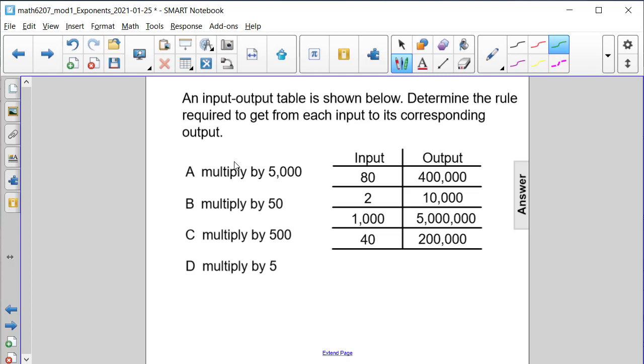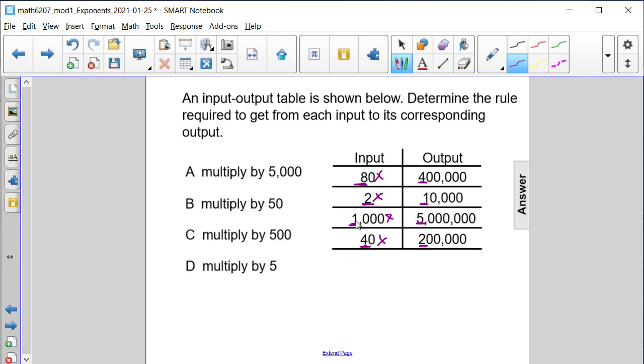Well, each of these is multiply by some number. So let's put the multiplication symbol after each of our input values. Now let's compare the numbers that we have. We have 8 and 4. We might come back to that. 2 and 1. May again come back to that. 1 and 5. And 4 and 2.